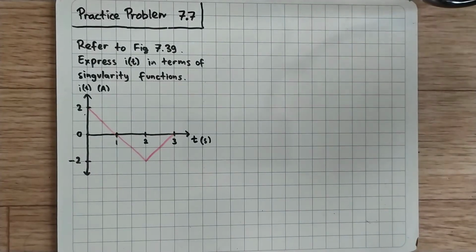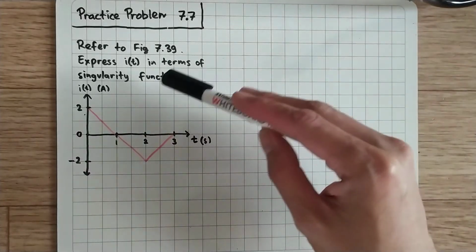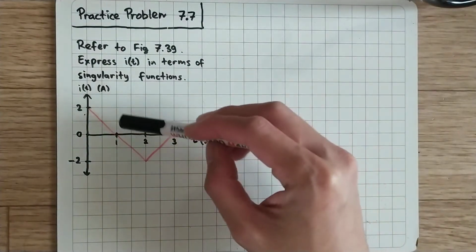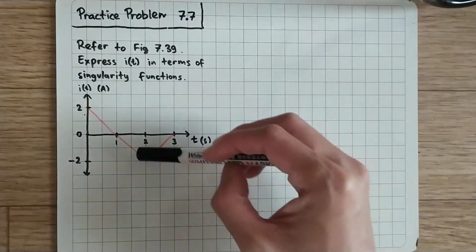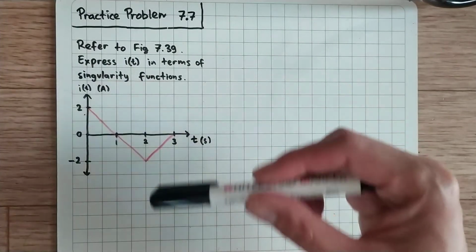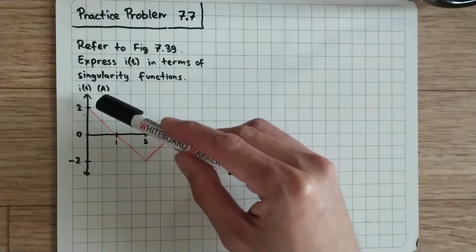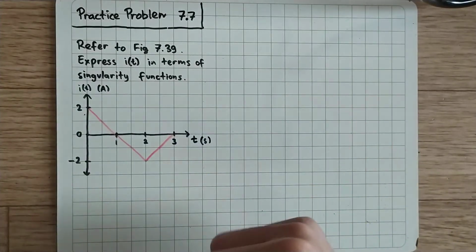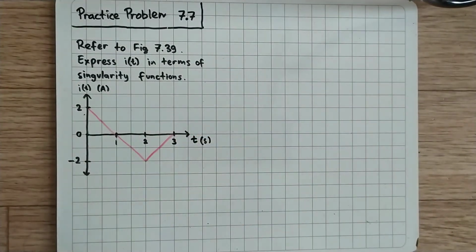Okay, now we are going to solve practice problem 7.7 of Sadiku book. So the question is, refer to figure 7.39, and this is the figure. Express i(t), this curve here, in terms of singularity functions. Okay, now we have a diagonal line, so we need to express this as two different kinds of function.